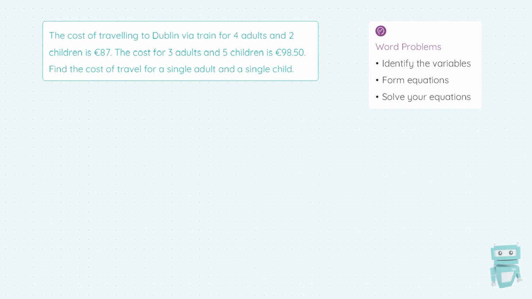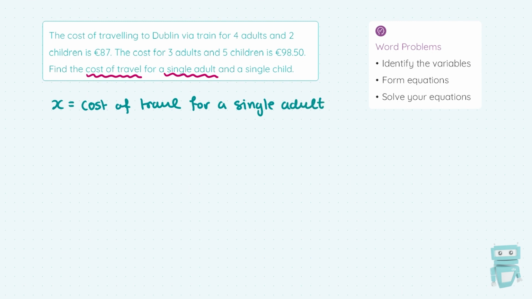We're asked to find the cost of travel for a single adult, so that's going to be our first variable. So I'm going to let that be x. I'm going to say x equals the cost of travel for a single adult, and then we're asked to find the cost of travel for a single child. So that's our second variable, and I'll call that y. So to look for your variables, it'll typically be in what you're asked to find out in the question.